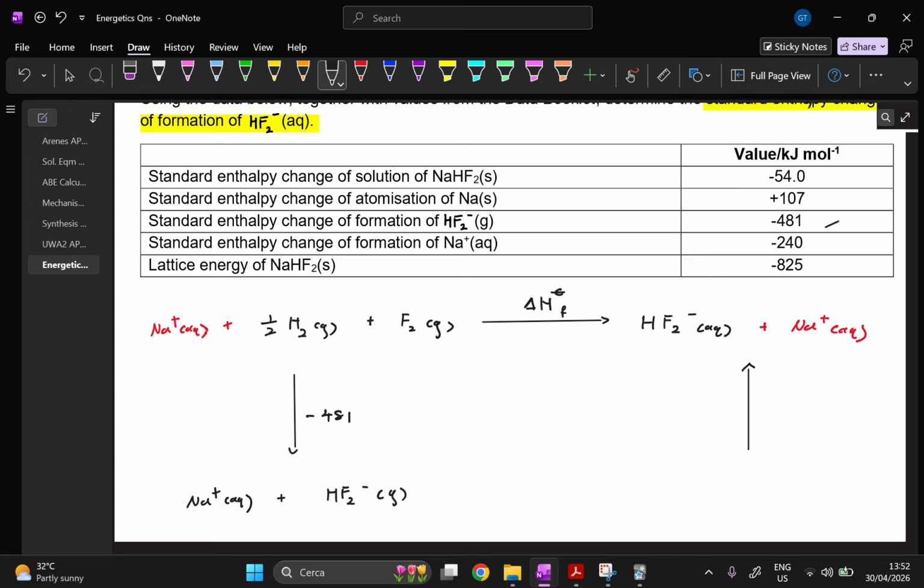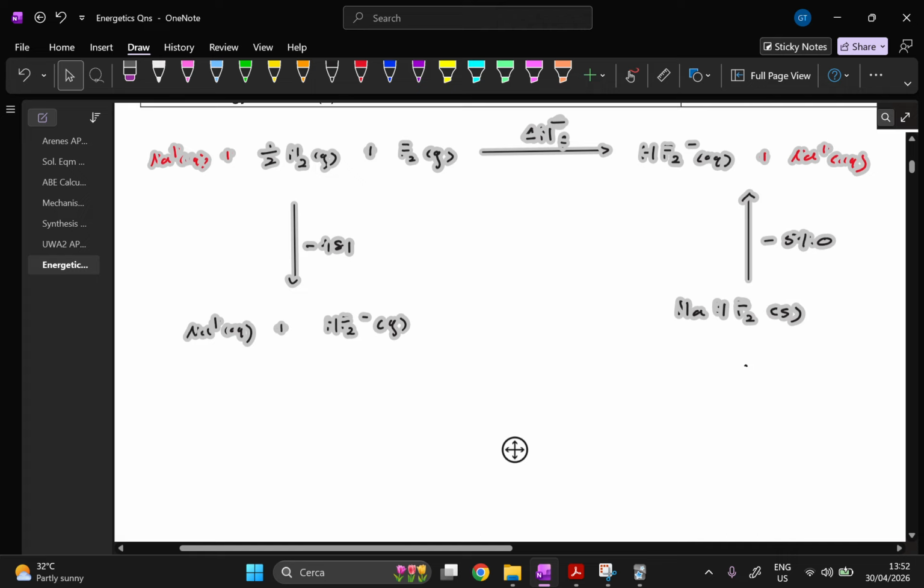Okay, so how can I get to HF2⁻ (aq) and Na⁺ (aq)? Think about it, right? I can actually get here from my ionic solid NaHF2. And you'll see that this corresponds nicely with the definition of enthalpy change of solution. You understand how this corresponds to the definition? You understand why this is correct? I hope you do. Okay, good. Next.